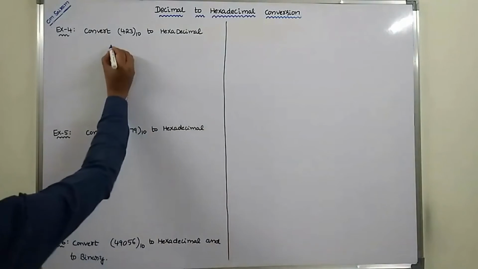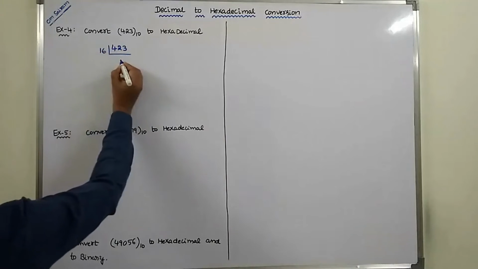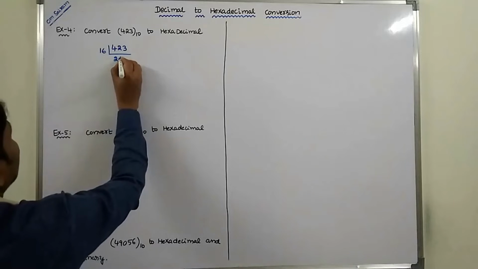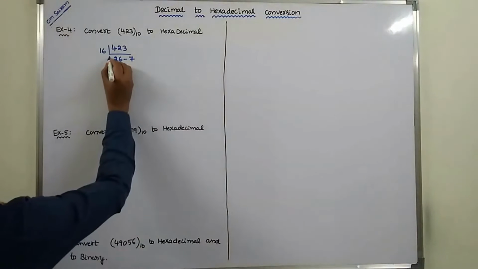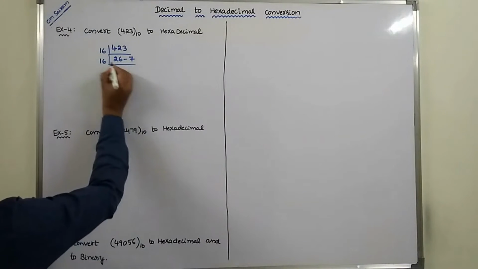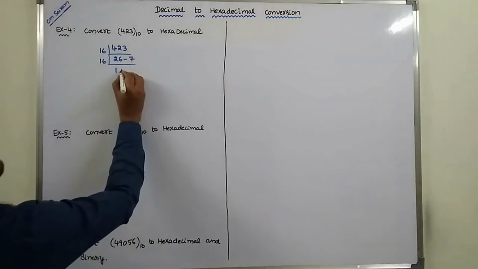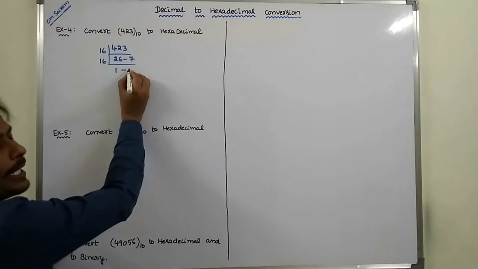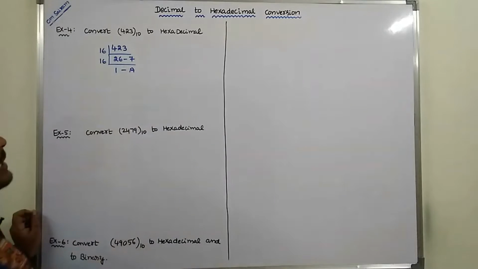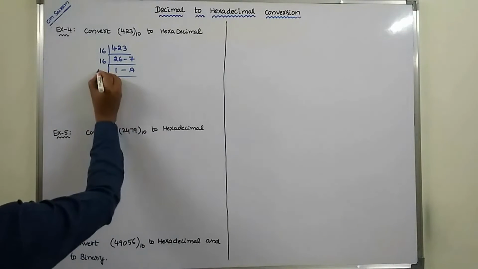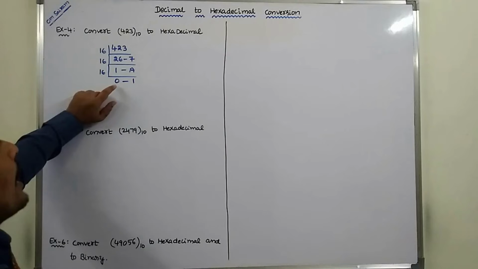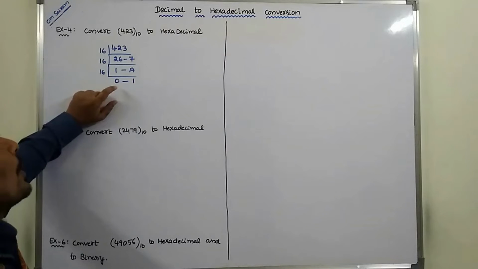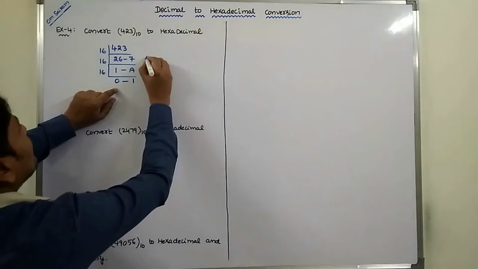So now, 423 divided by 16. 16 twos are 32, 16 sixes are 96. Remainder is 7. Next one, 16 ones are 16. So remainder is 10. 10 can be written as capital A. Now 16 zeros, the remainder is 1. So once we are getting the quotient 0, read the remainders from bottom to top.